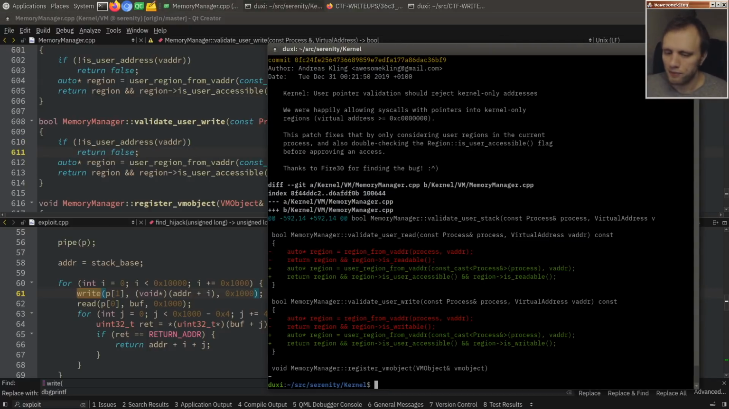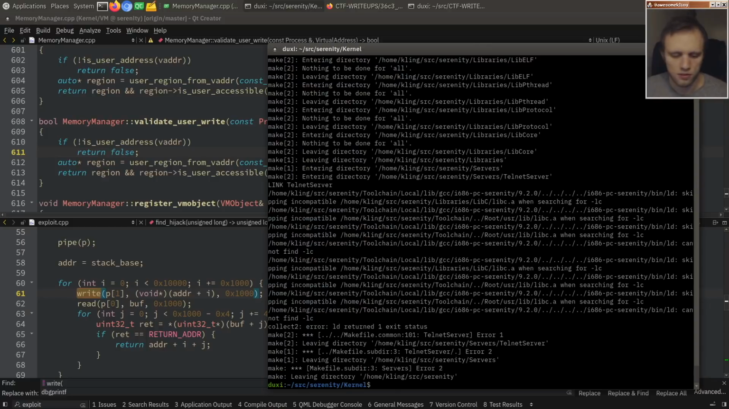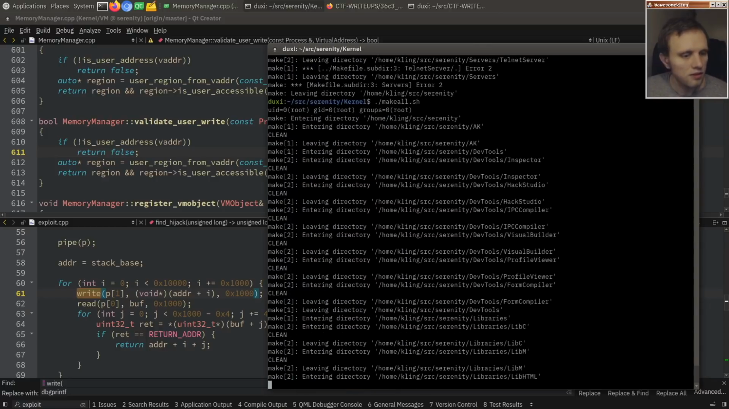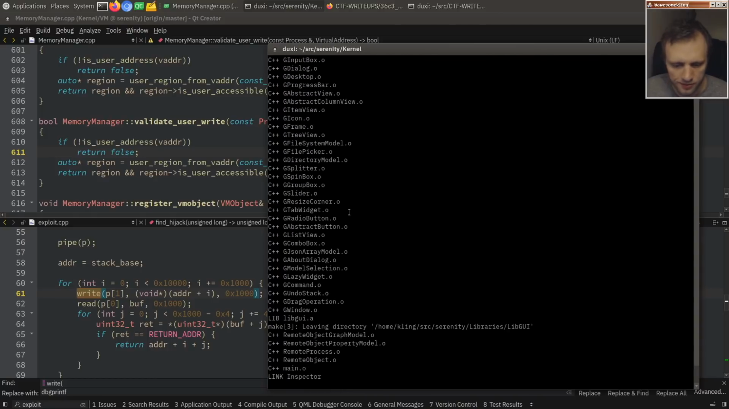And then another thing, or let me actually build. I guess incremental build did not work there. Sometimes it doesn't work.